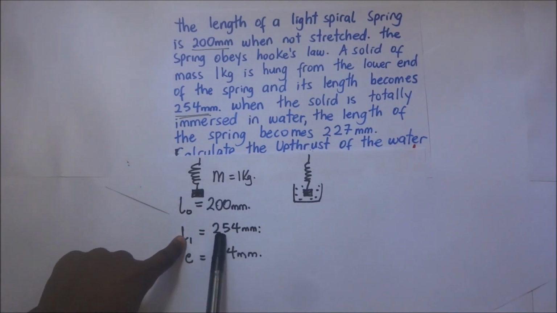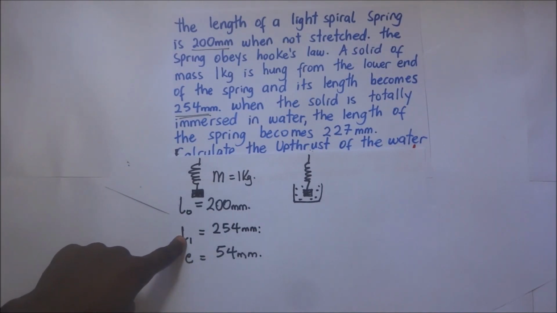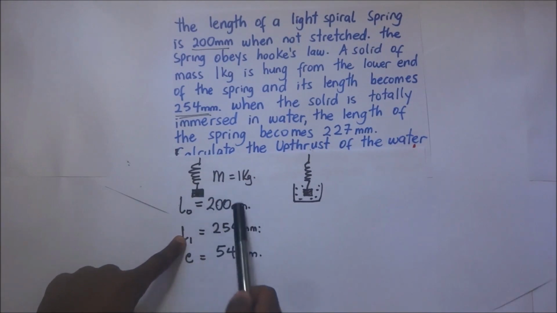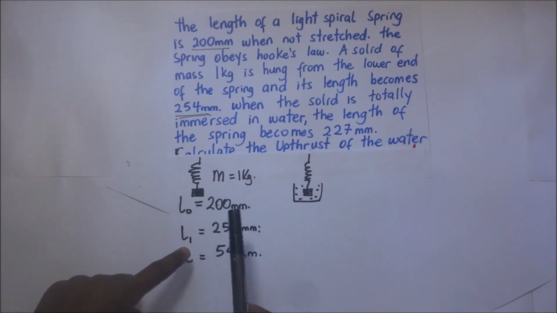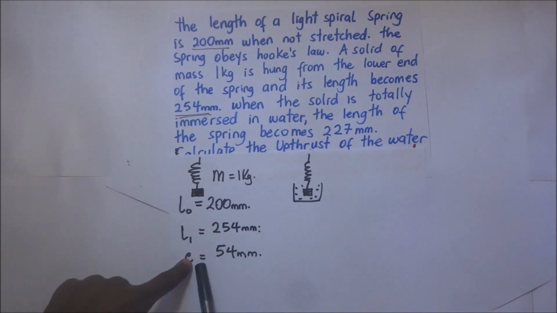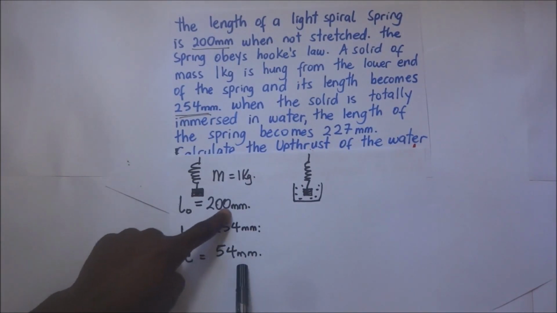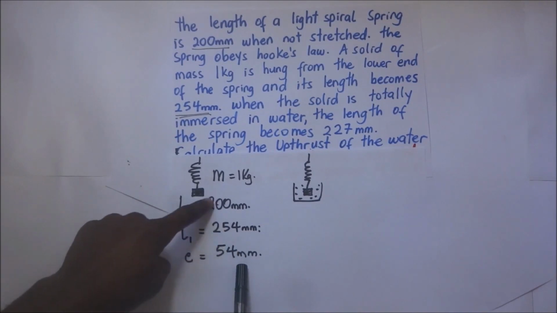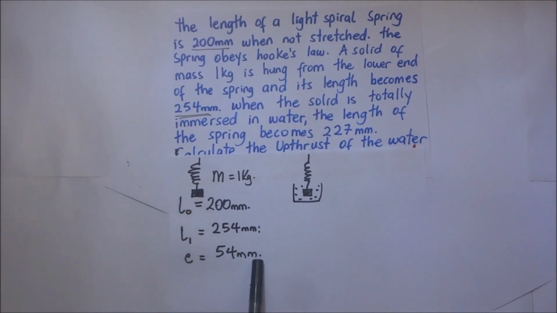This is the length of the spring when it is stretched by this mass of 1 kilogram. And since it obeys Hooke's law, according to what the question is telling us, the extension experienced by this spring is going to be the final length minus the original: 254 minus 200 to give us 54 millimeters as the extension.